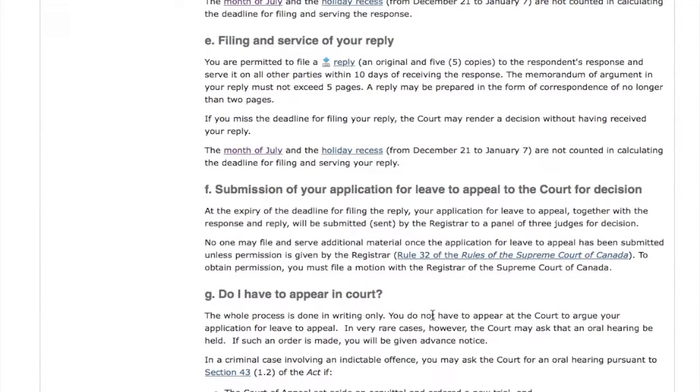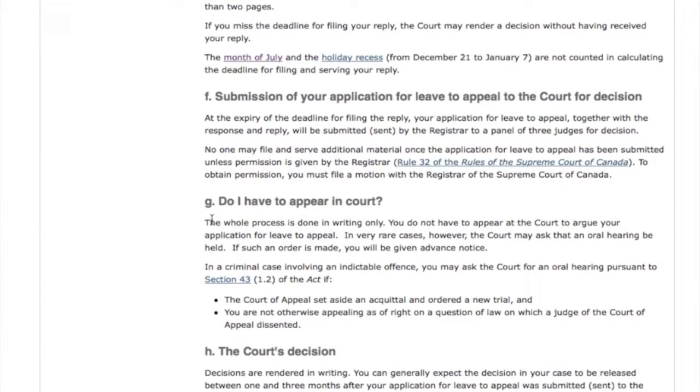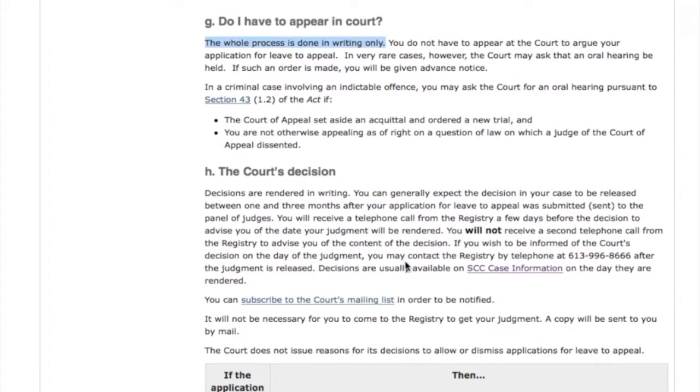If you're outside the 60-day deadline, you can file what's called a motion for an extension. For a motion for extension, you'd have to essentially put together an affidavit. You'd have to put together your whole leave application and your Memorandum of Argument. And then in a separate affidavit, you'd have to give the reasons why it is that you're delayed in bringing the file to the Supreme Court.